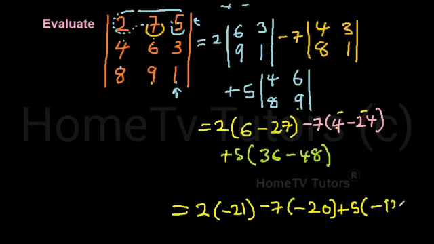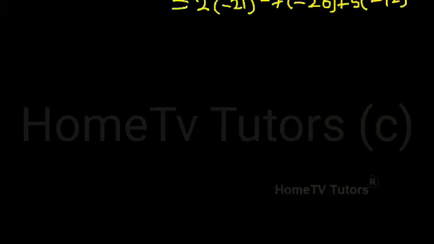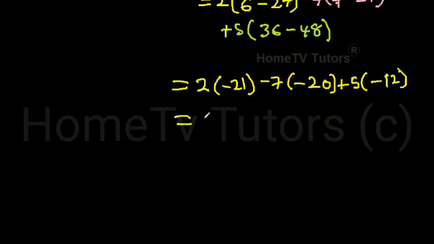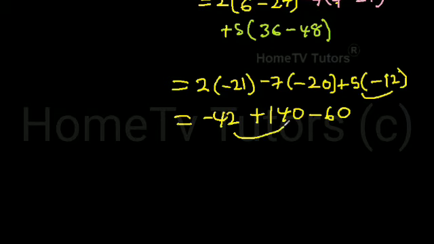Alright, so now let's work this out. 2 times minus 21 will give us minus 42. Then minus 7 times minus 20 will give us a positive value of plus 140. Lastly, 5 times minus 12 will give us minus 60. All right, so minus 42 plus 140 minus 60 will give us 38. All right, so this is the final answer. Good.